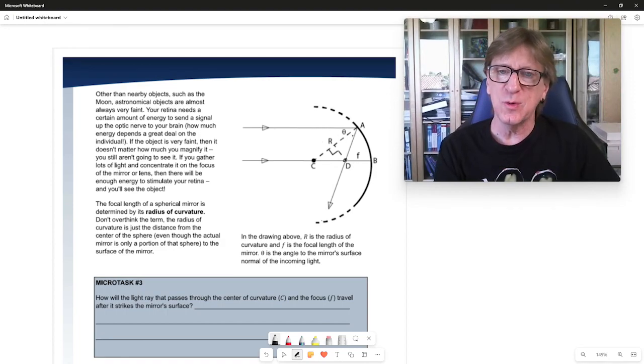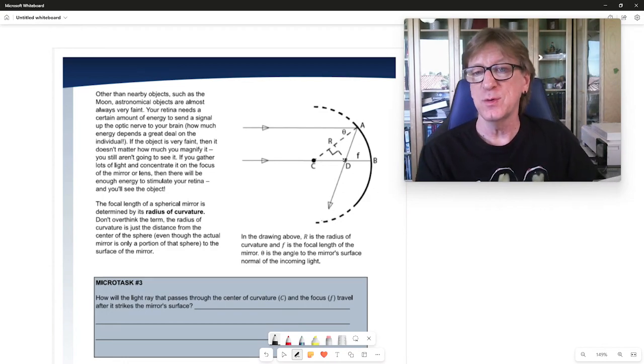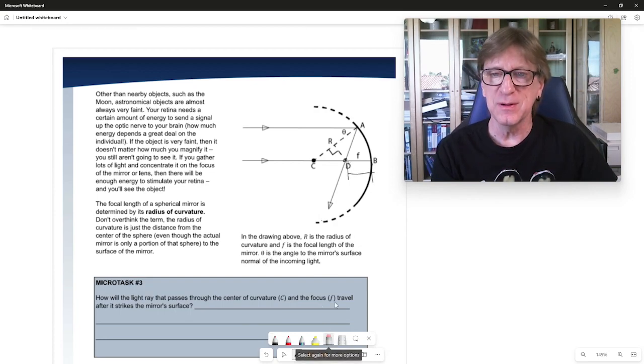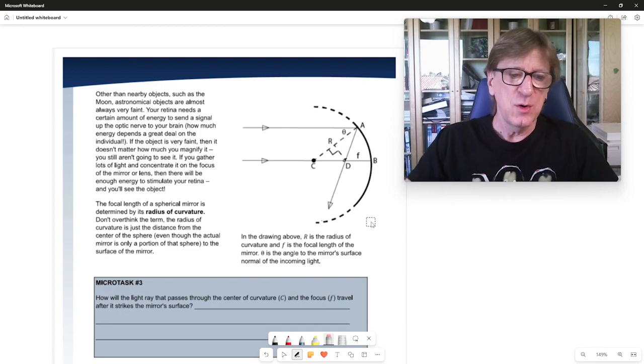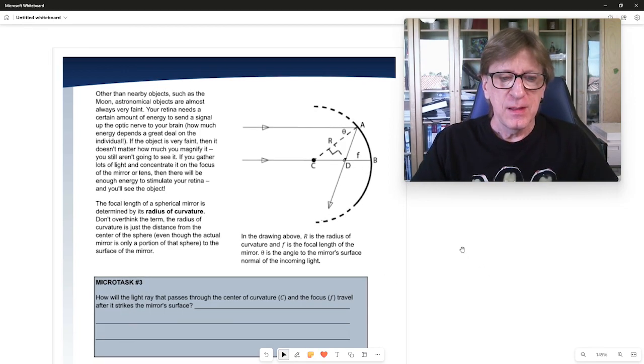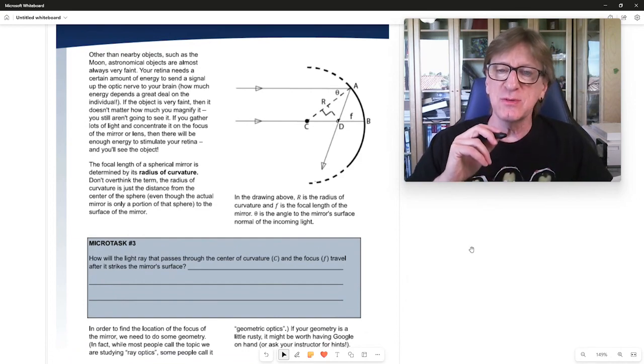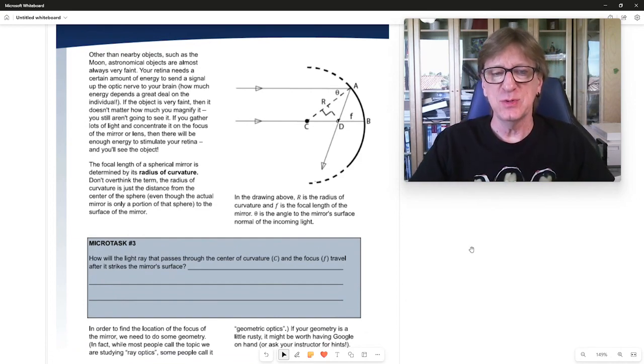Our rules still hold. If it comes in parallel to the center line, it's going to go through the focus. And so that gives us this. Here I have another one that's parallel to the center line, so it's also going through the focus, and that's how we can determine it. So the focal length is that distance right there. Okay. So any light ray that passes through the center of curvature, what's going to happen to it?